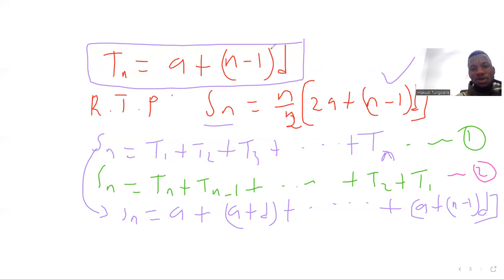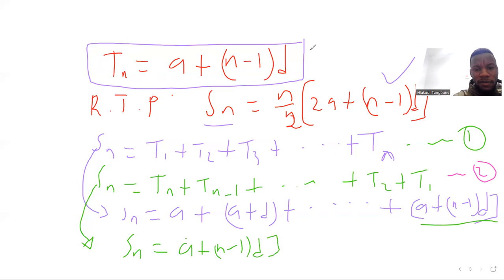So that's the last term. And then we need to do the same for our second equation. Sn equals, what's Tn? Tn is this, remember? So you're going to have a plus n minus 1 d.